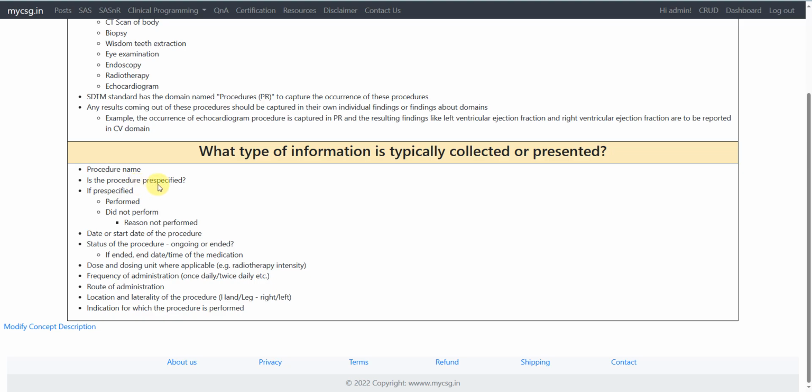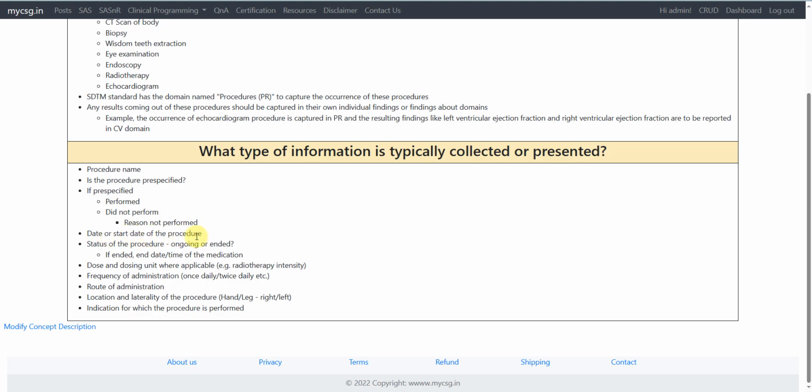Is the procedure pre-specified? Say for example, in some studies it could be expected that a CT scan has to be performed. If it is pre-specified in the protocol, we specify that the CT scan had to be collected in a pre-specified manner. If pre-specified, we collect whether it is performed or not. If it is not performed, why? The reason that the procedure is not performed will be captured in the PR domain. And if it is done, we will capture the date or start date of the procedure.